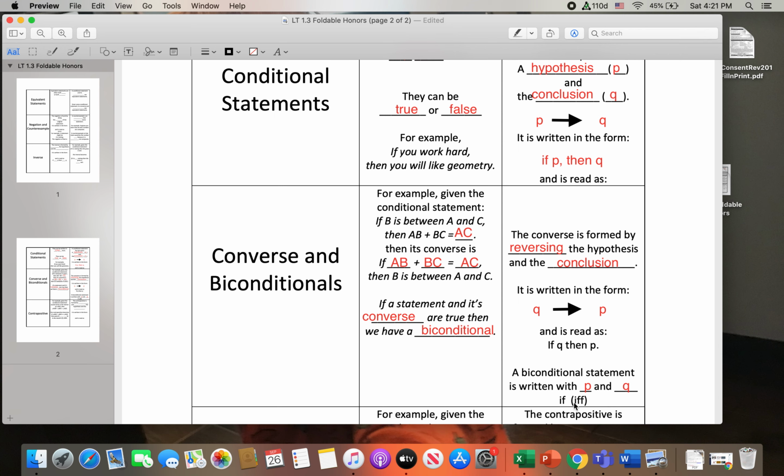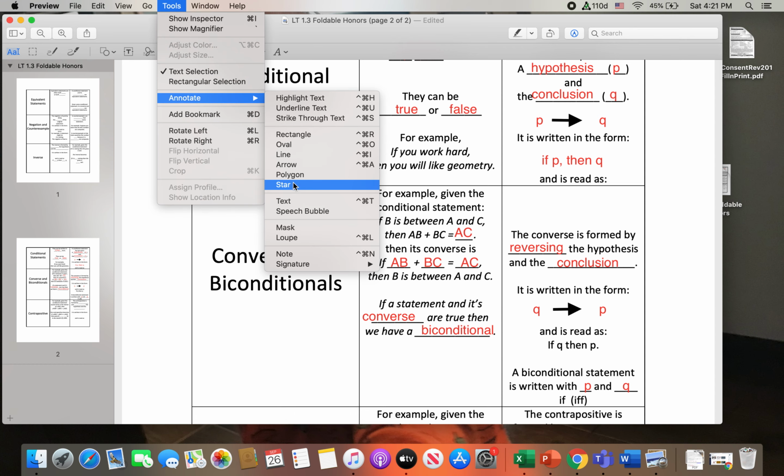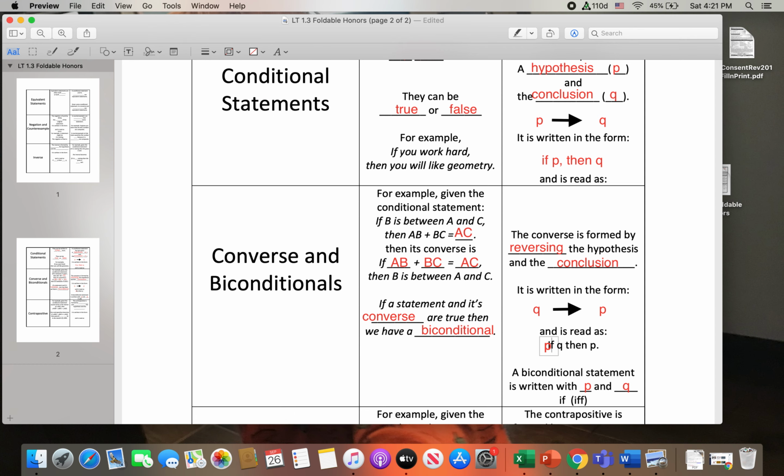And this is IFF, if and only if. So it's written as P, IFF, Q. Instead of an arrow, it uses those letters. P, if and only if, Q. Original, reversed.